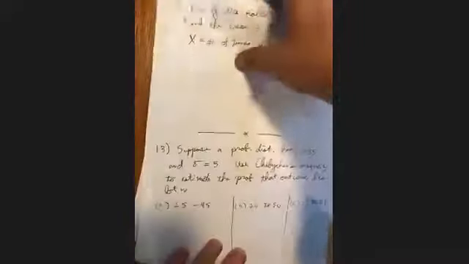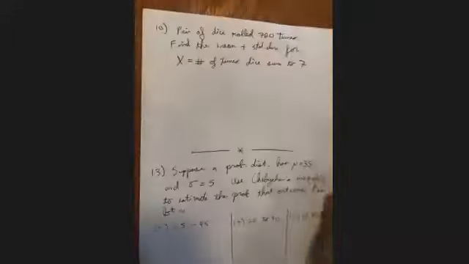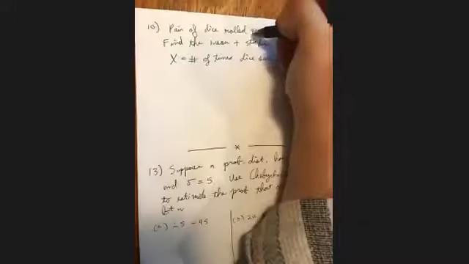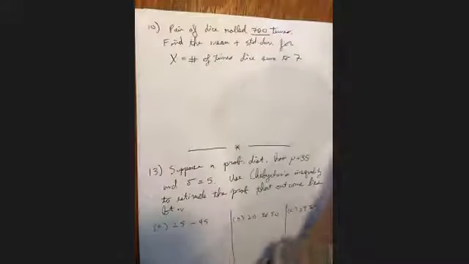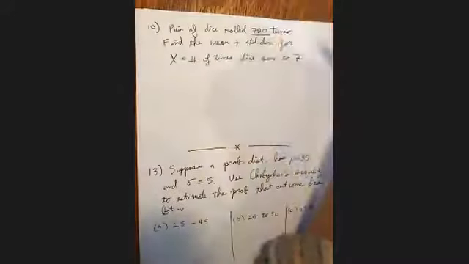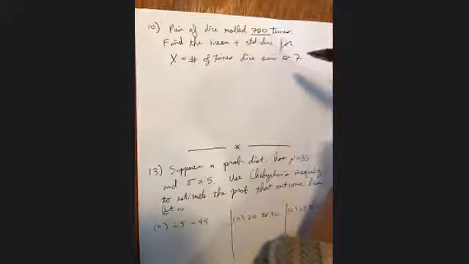So let's look at some more examples. Okay. Number 10, we're told that a pair of dice are being rolled 720 times. Find the mean and standard deviation for the random variable X, which is the number of times the dice sum to 7.